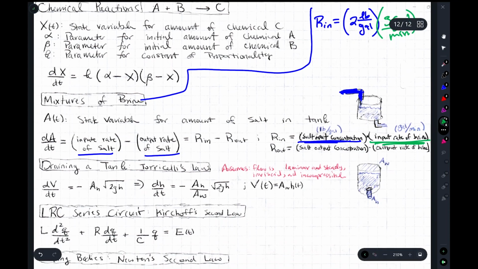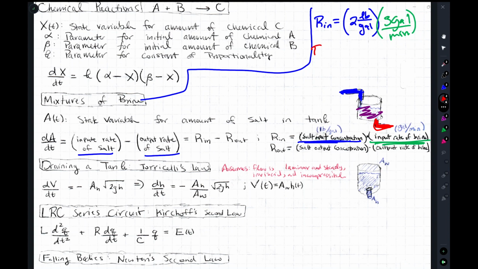All right. This also has the solution that's flowing out. So salt's coming in and salt's going out. And now the tank itself has a certain concentration, right? And so R out is going to be equal to the amount of salt in the tank in pounds all over the volume.